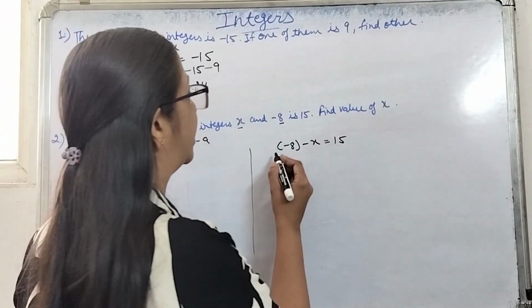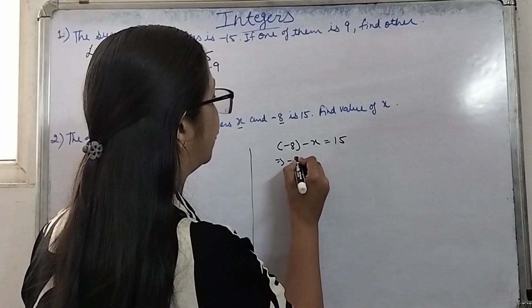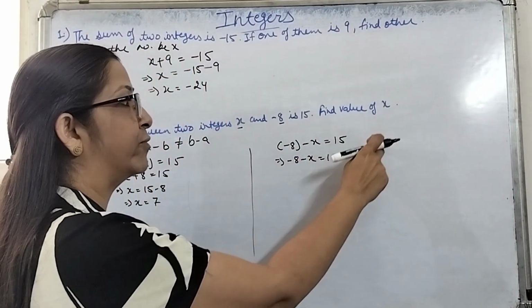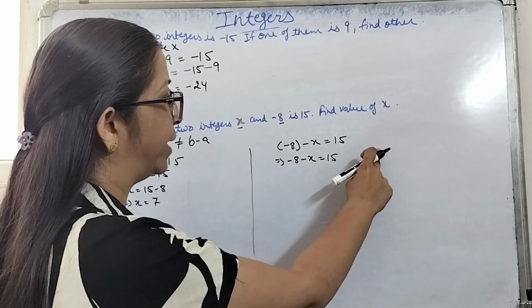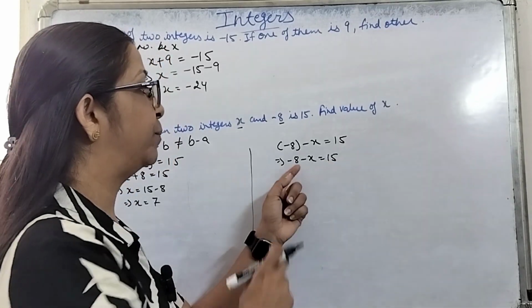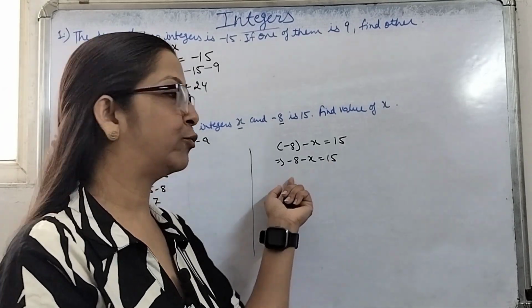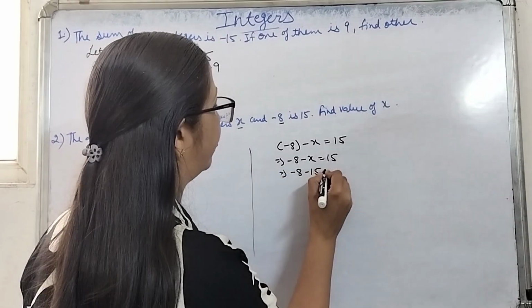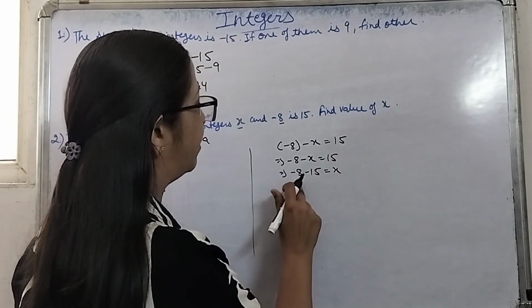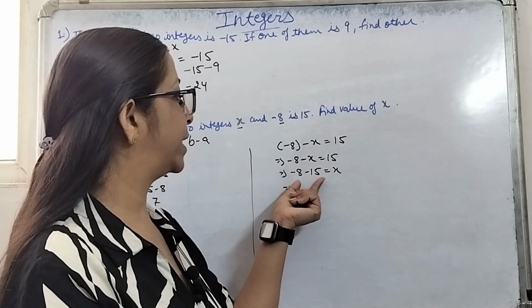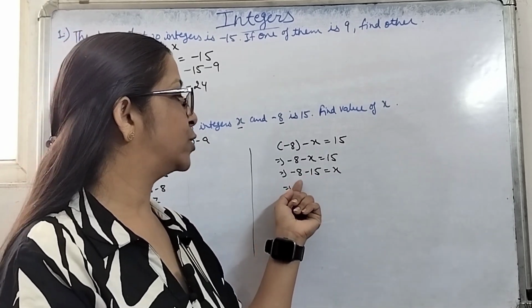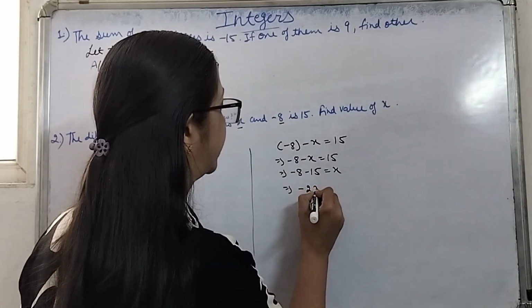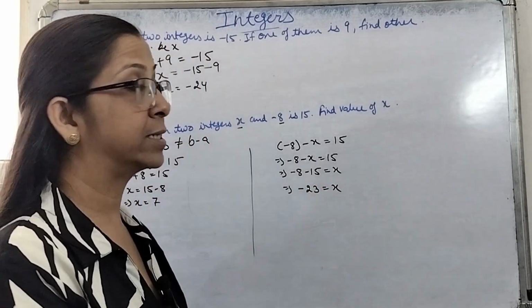From here, what will the value of x be? Minus 8 minus x is equivalent to 15. This minus x, when it goes over here, will become positive x, and this 15, when it comes to the LHS, will become minus 15. So it will be minus 8 minus 15, which is equivalent to x. Minus 8 and minus 15, if we add these two, 15 and 8 will be 23, because both are negative. So it will be minus 23. It is the value of your x.